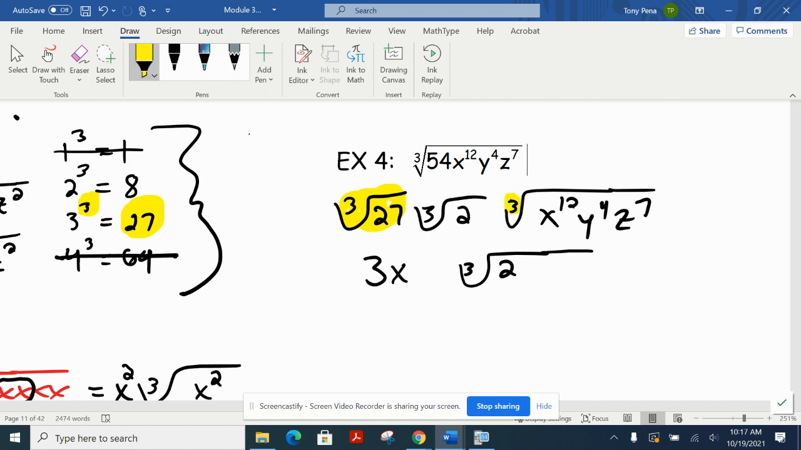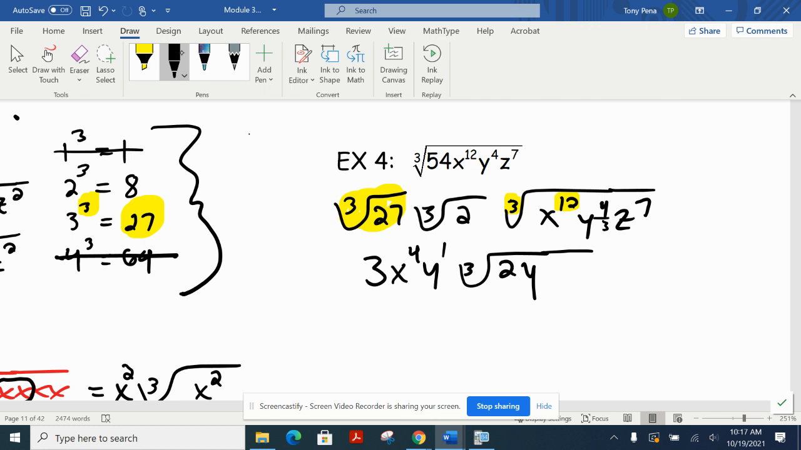Okay, it's a cubed root. That means we want sets of 3. So out of 12, how many complete sets of 3 could we make from 12? 4. And are there any left over? No. So that's perfect. If I go to my y's, how many complete sets of 3 could I get out of 4? Just 1. And then how many y's would be left over? Good. So then we have one y remaining underneath.